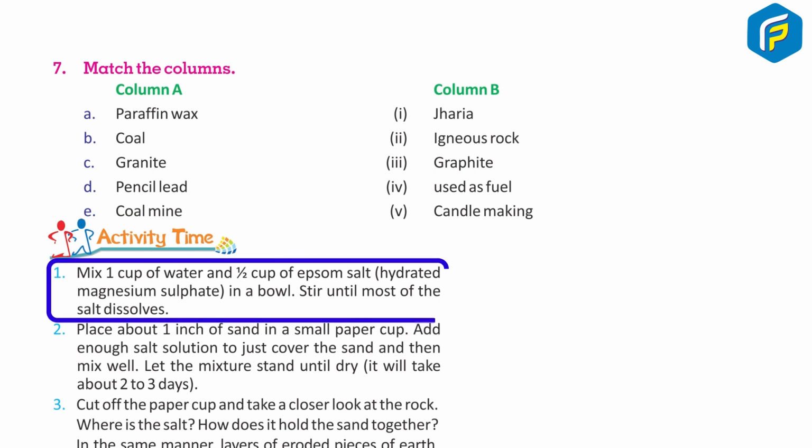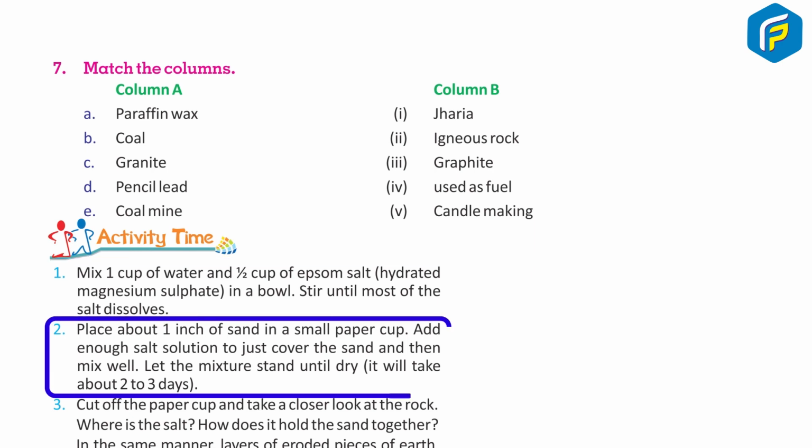Activity time. 1. Mix 1 cup of water and half cup of Epsom salt, hydrated magnesium sulfate, in a bowl. Stir until most of the salt dissolves. 2. Place about 1 inch of sand in a small paper cup. Add enough salt solution to just cover the sand and then mix well. Let the mixture stand until dry. It will take about 2 to 3 days.